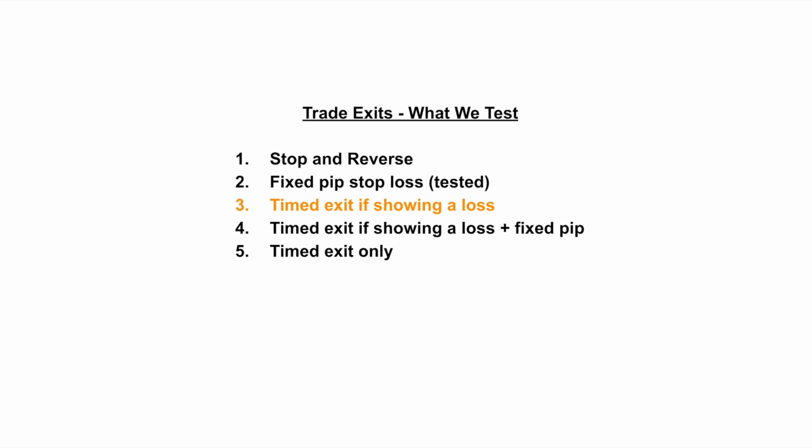And number 5 is the timed exit only. So that doesn't include if we're showing a loss. So it just says, let's say our timed exit is 6 bars. After 6 bars, we get out of the trade regardless of whether we're in profit or a loss. Okay, it's just a fixed timed exit. So exit number 3, the timed exit if showing a loss, is the one we want to focus on. And we've got the other 4 results in there just to make a comparison to it.